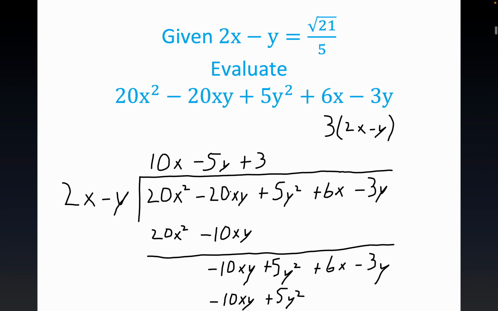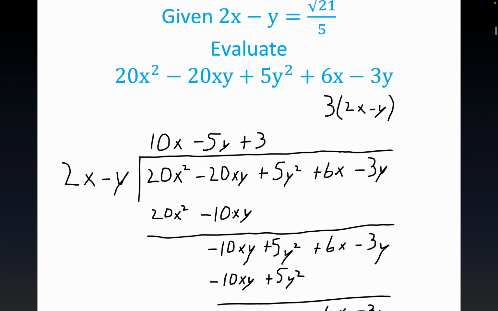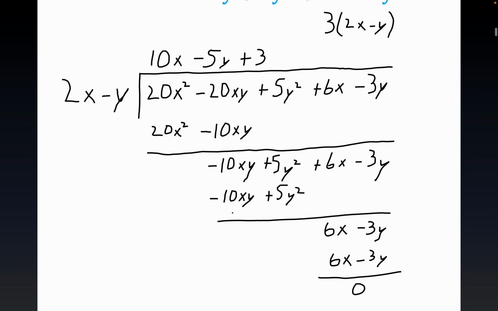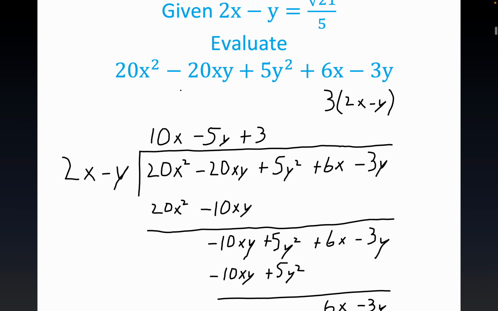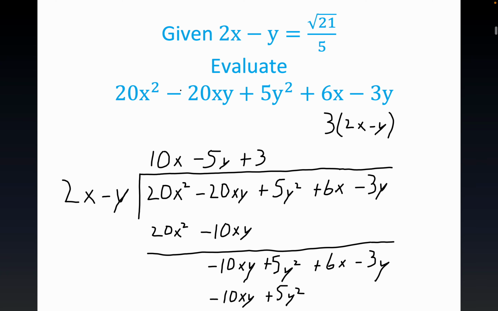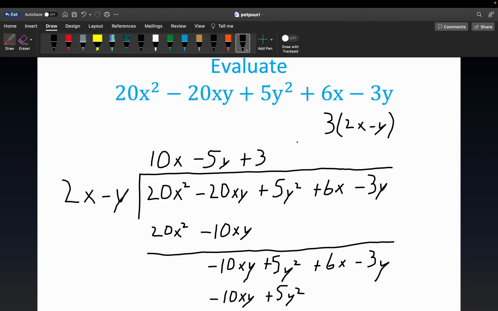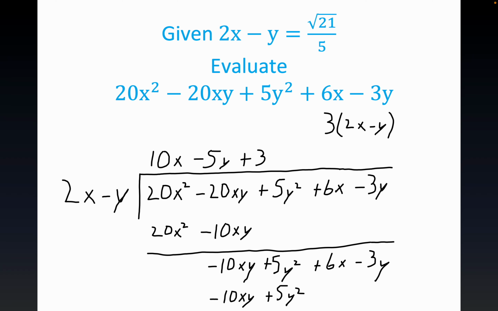I won't go through all the details right here, but we did get a remainder of 0, and it's not the end of the world if we don't get a remainder of 0. We could still do the problem no matter what the remainder, but the remainder of 0 does verify that 2x minus y and 10x minus 5y plus 3 are factors of the expression that we're trying to evaluate. And remember, 2x minus y is equal to root 21 over 5.